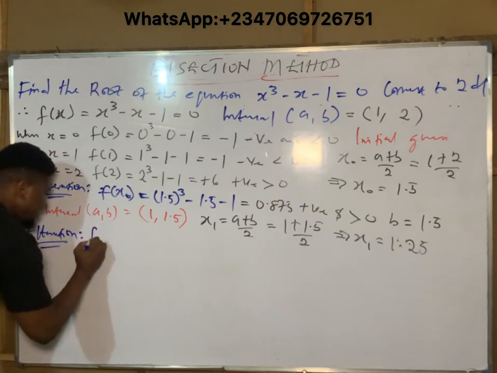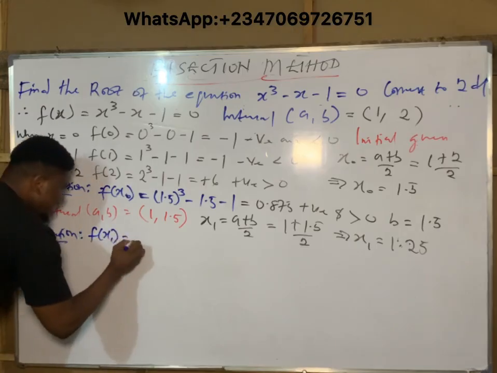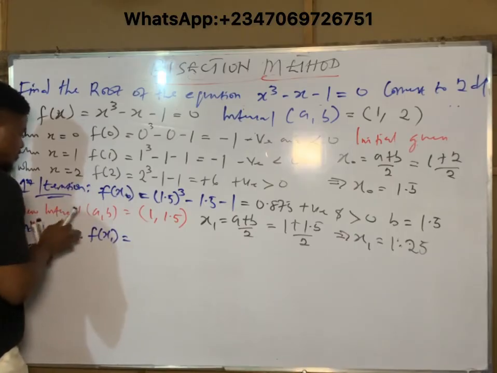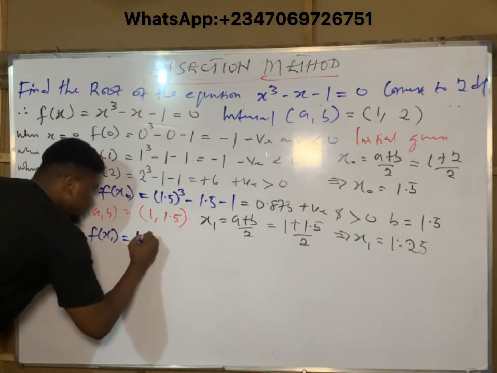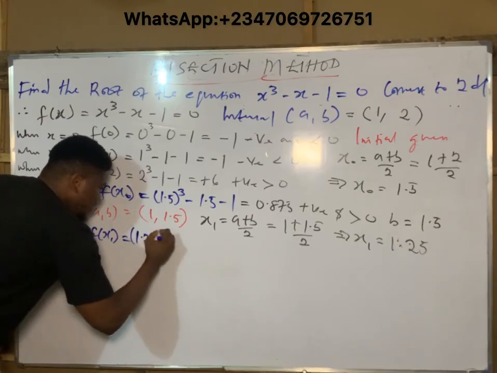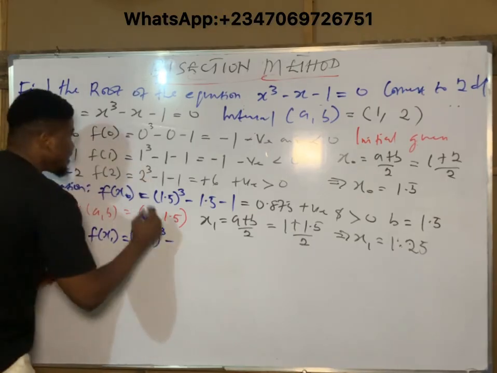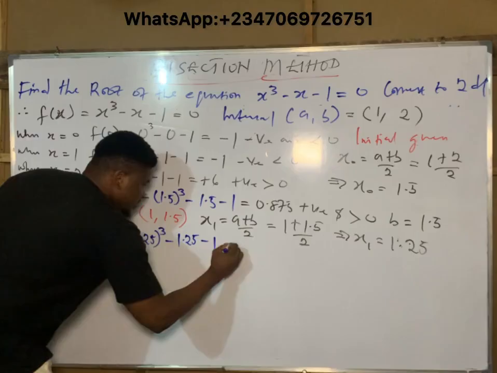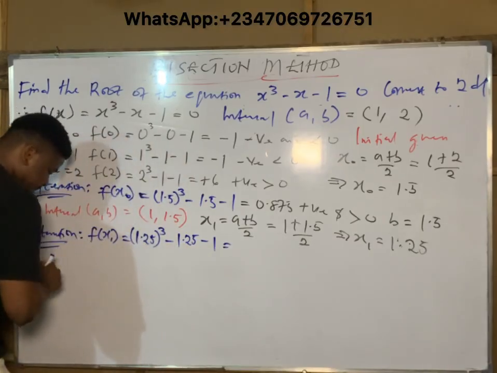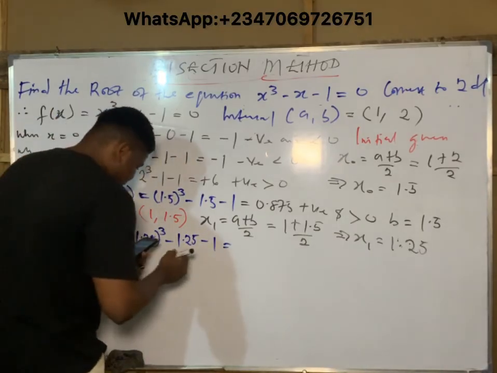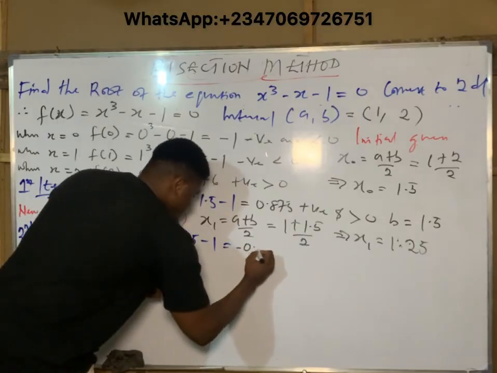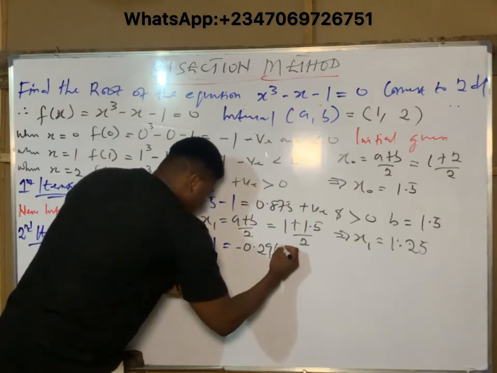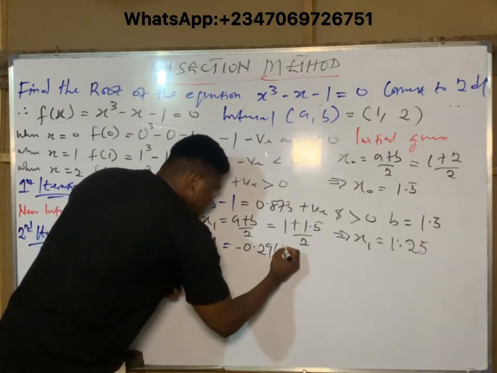So we call that f of x1, and that's equal to, so in place of x in the function, plug in the value of x1. So we have 1.25 to the power of 3 minus x, which is 1.25 minus 1. So let's see what this value gives to us. So that value gives us negative 0.2969. So we are going to be approximating to 4 decimal places.